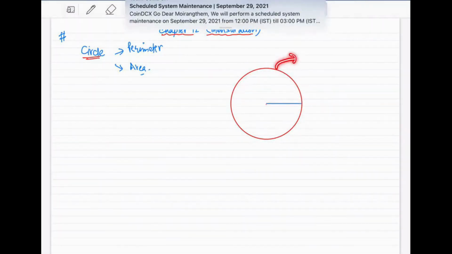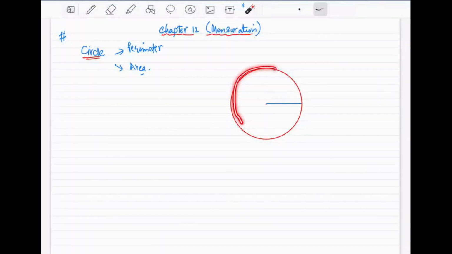What is this called? This surrounding? This whole line, the length of this whole line. There is a red line right here, right? The whole line. This is called as what? Circumference. We have been doing this for how long? Class 6, I believe, 5, 6, I believe. So here you have got the circumference, and here you got the radius.